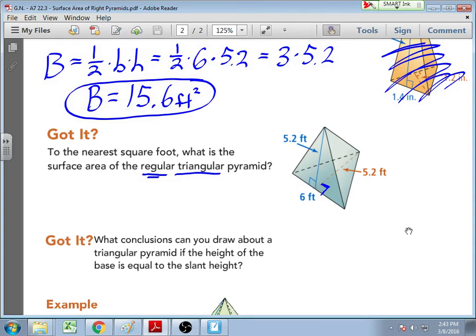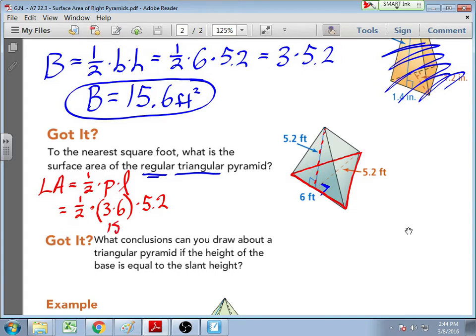Now I'm going to deal with my lateral area. Lateral area, again, needs the perimeter of the base, so all the way around this shape, as well as my slant height right here. So to find lateral area, it's half, because my faces are triangles, times the perimeter times the slant height. So half. Well, the perimeter has 3 sides that are all length 6, and the slant height is 5.2. So I can do my 3 times 6. I know that's 18, and I know that half of my 18 would be 9.